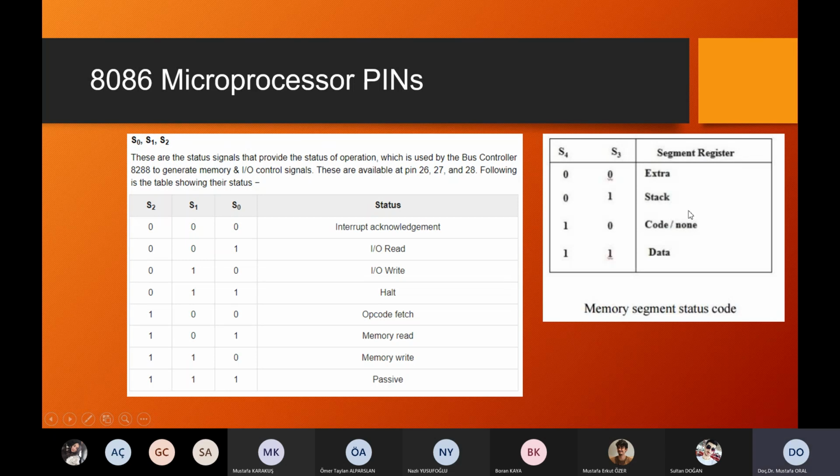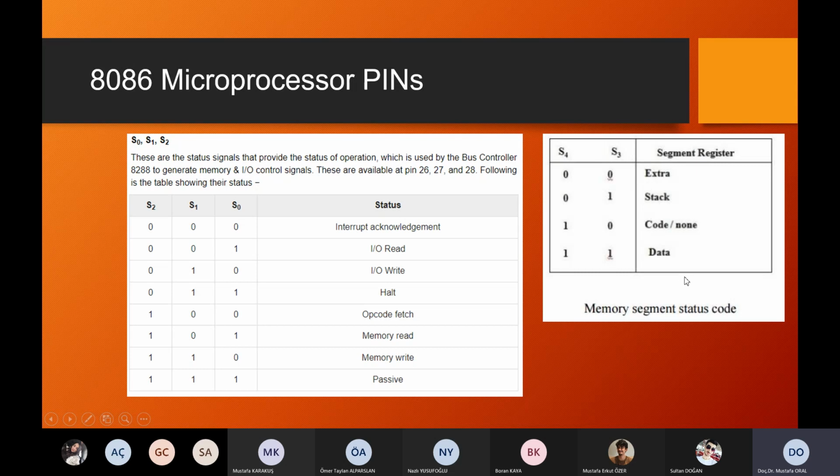And also the status signals S3 and S4 show that the memory address, or the input-output device address, has been obtained by operating on the extra segment, stack segment, code segment, or data segment.